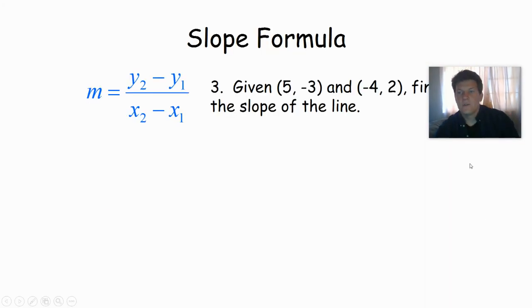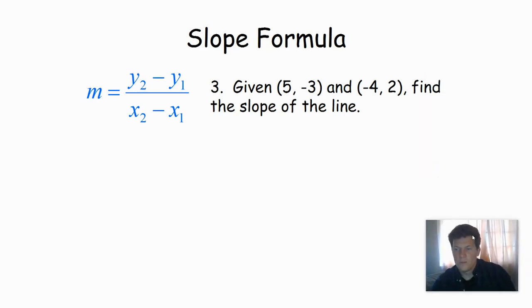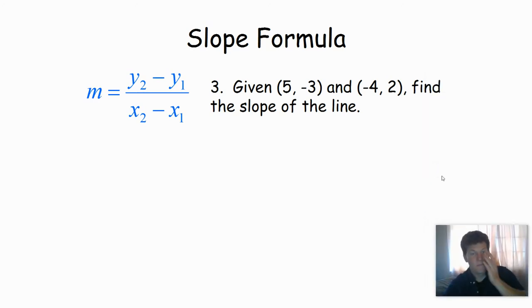Now let's find some using the slope formula. We're almost done. They're not always going to give you the graph and have you find the slope. Sometimes they're just going to give you 2 points on that graph, and then you need to find the slope from there. This is an example of that happening. They gave you 2 points, (5, -3) and (-4, 2). They want you to find that slope.